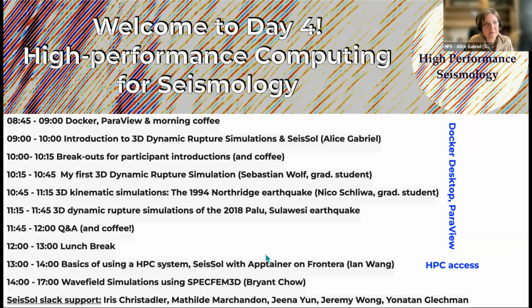Then we have 3 training examples prepared. The first one is my first 3D dynamic rupture simulation. The second one will be a kinematic model. So that means we're not solving a friction law. I explain that in a second, but we're prescribing how slip evolves on a finite fault. We see how we can model that, in this case with accounting for topography.